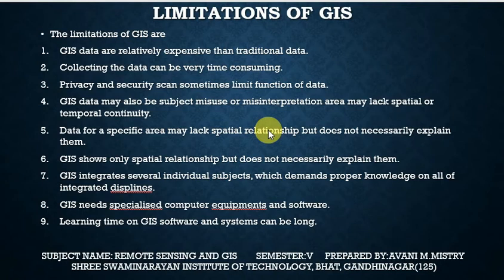Limitations of GIS. The limitations of GIS are that GIS data are relatively expensive compared to traditional data. Collecting the data can be very time consuming. Security issues can sometimes limit the function of the data. GIS data may also be subject to misuse or misinterpretation. Data for an area may lack spatial or temporal continuity.